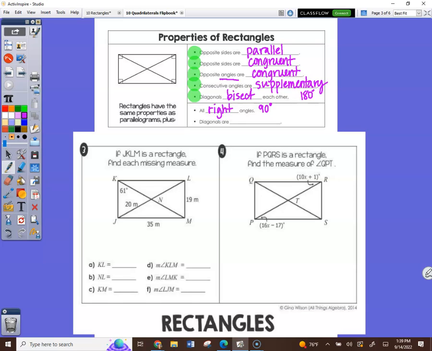Diagonals are, now, parallelogram, right? It was shifted. You had a long diagonal and a short one. It's a rectangle. Diagonals are congruent.